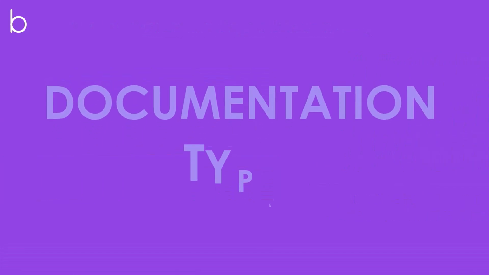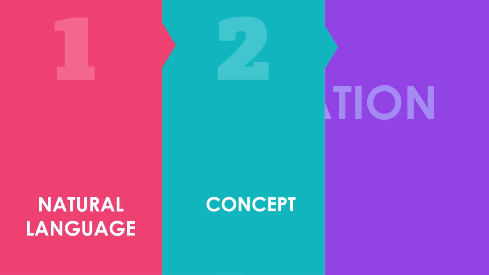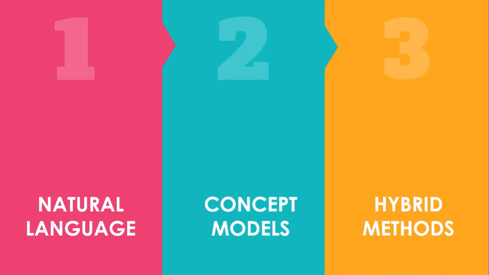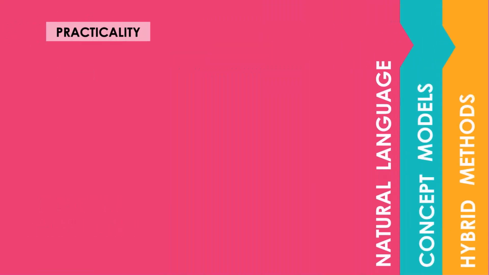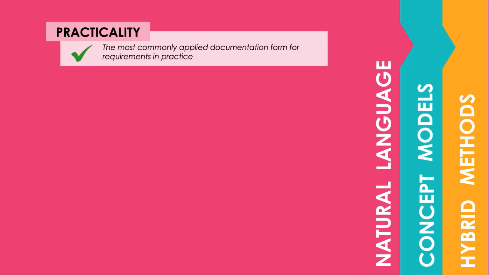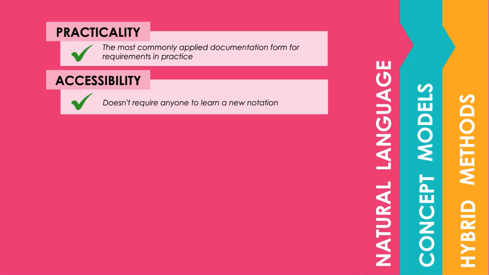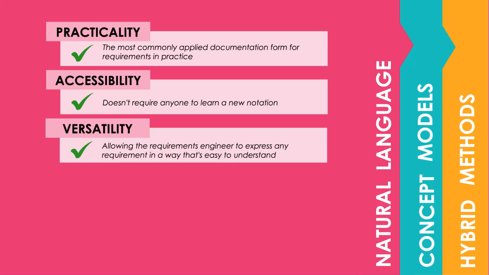When specifying requirements, it's essential to consider different approaches, such as natural language, concept models, and hybrid methods. Each method comes with its own set of advantages and disadvantages. One of the key advantages of natural language is its practicality. It's the most commonly applied documentation form for requirements in practice, which means it's a familiar and accessible tool for all stakeholders. Unlike other documentation forms, prose does not require anyone to learn a new notation. It's versatile too, allowing the requirements engineer to express any requirement in a way that's easy to understand.